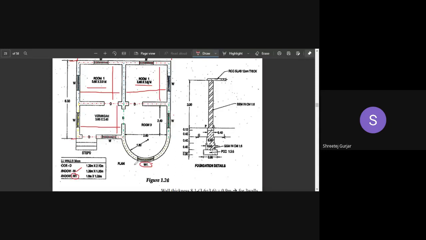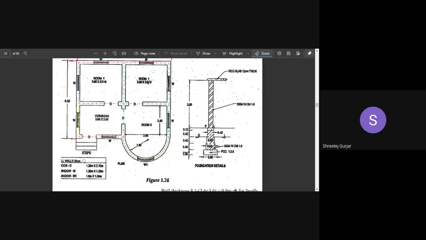And the dimension: length 1 meter is your arc length. This is 1 meter, and the height of your window is 1.35. Observe this is the height of the window, and this is your arc length, which is given as 1 meter. It is not the straight length, it is the curve length which is given, which is 1 meter. So that is W1.